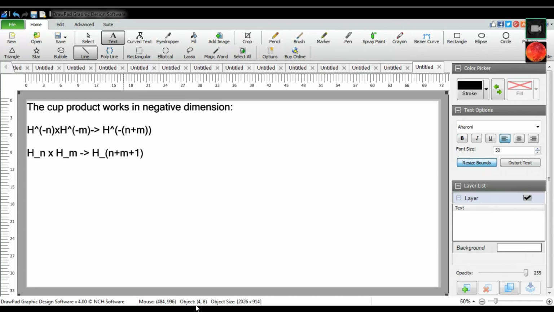This is the paper number on arXiv. Yes, the periodicity isomorphism is given by a cup product all the time. This can also be of negative degree. It doesn't matter.